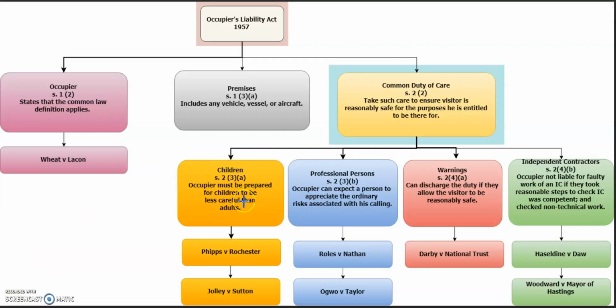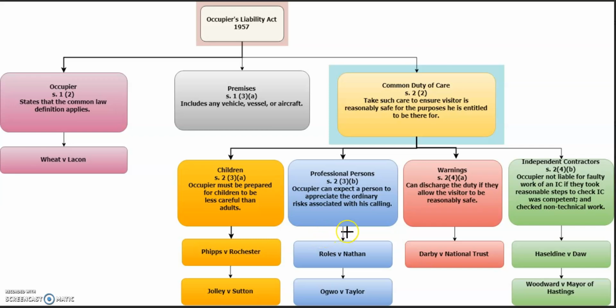So we've dealt with children then. Let's consider professional persons, and this is sometimes referred to as someone exercising their common calling. And this is under section 2.3b of the 1957 Act, and this provision applies where an occupier employs an expert to come onto the premises to undertake work.